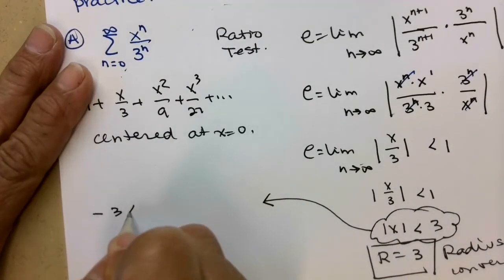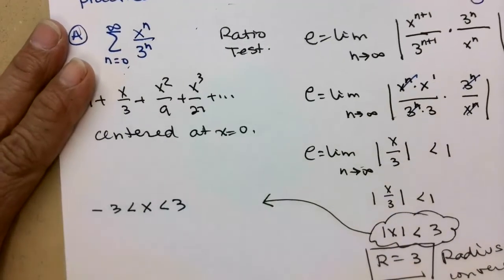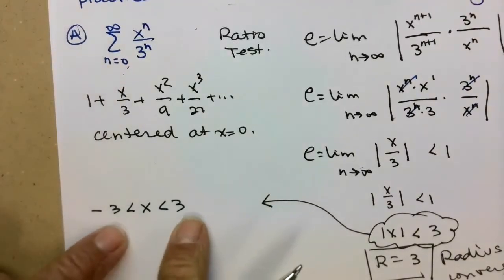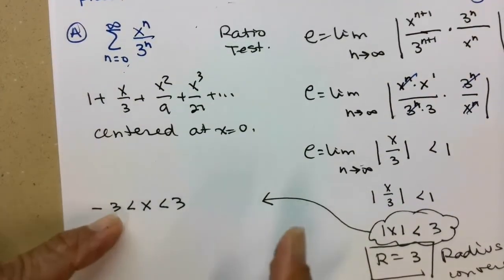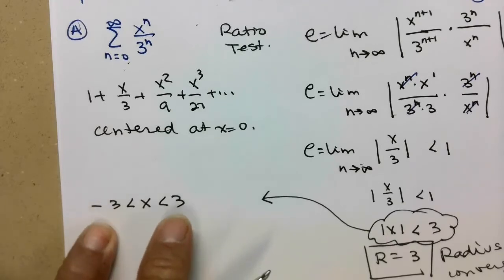So that would be negative 3 is less than x is less than 3. Okay. And now we're going to check our endpoints. So now we solve for x, and this already is. So now we're just going to check our endpoints.